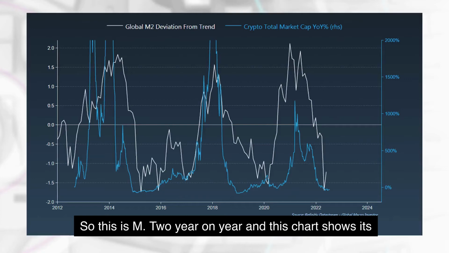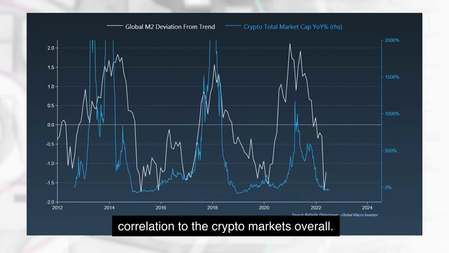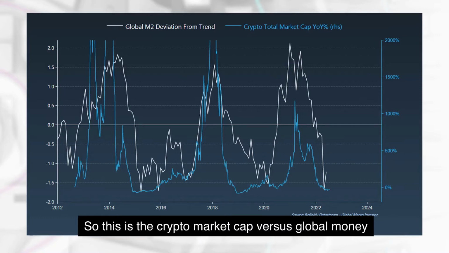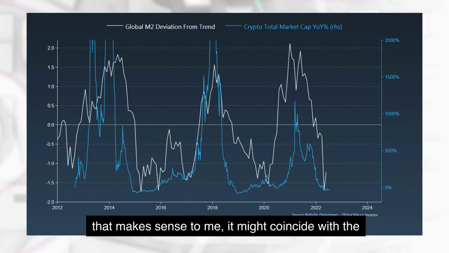So this is M2 year on year. And this chart shows its correlation to the crypto markets overall. So this is the crypto market cap versus global money supply. And you can see the cycles are the same. Now that makes sense to me.